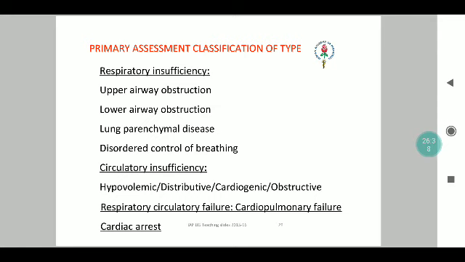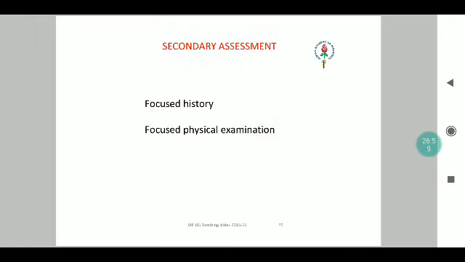And if we classify based on subtype, respiratory insufficiency can be because of an upper airway obstruction, a lower airway obstruction, a lung parenchymal disease, or a disorder of controlled breathing. Circulatory insufficiency can be because of hypovolemia, distributive shock, cardiogenic shock, or obstructive shock. And respiratory circulatory failure can be because of a cardiac arrest or cardiopulmonary failure. Now, till now, whatever we discussed was a primary assessment.